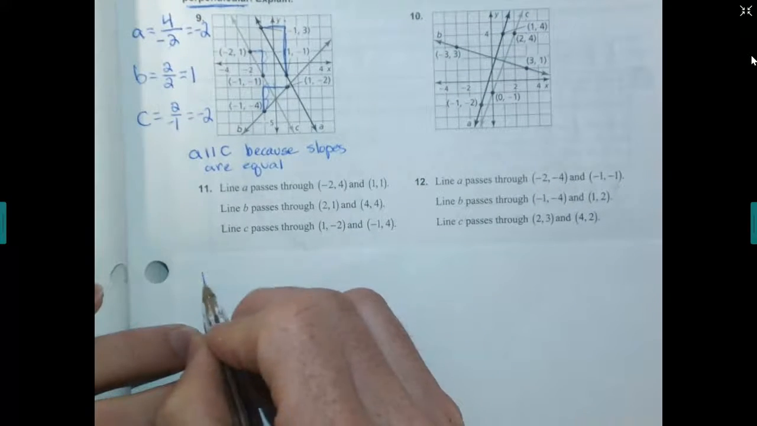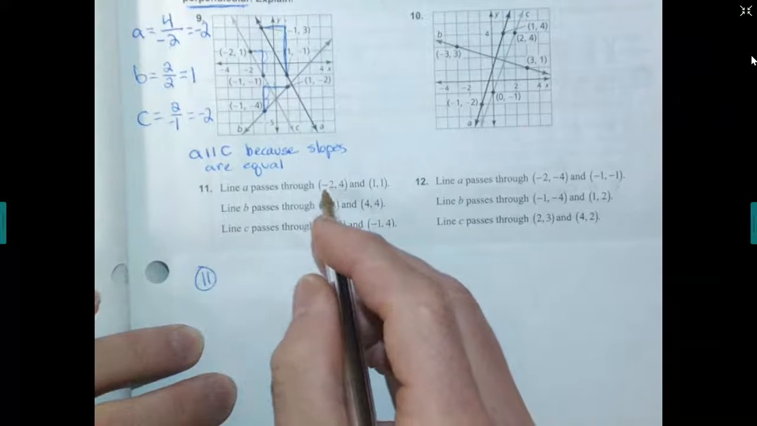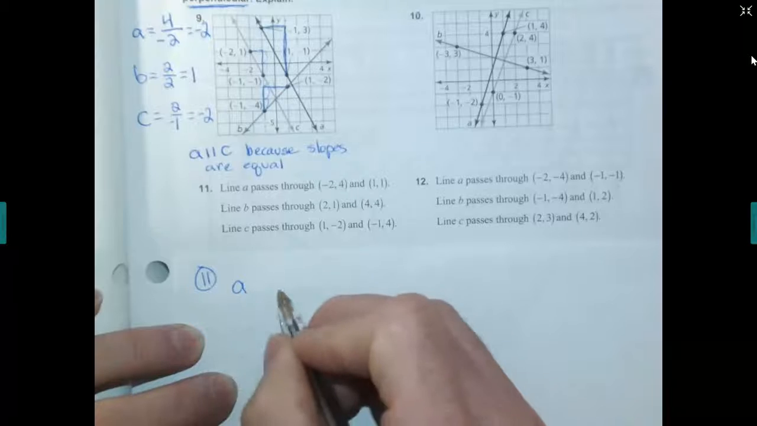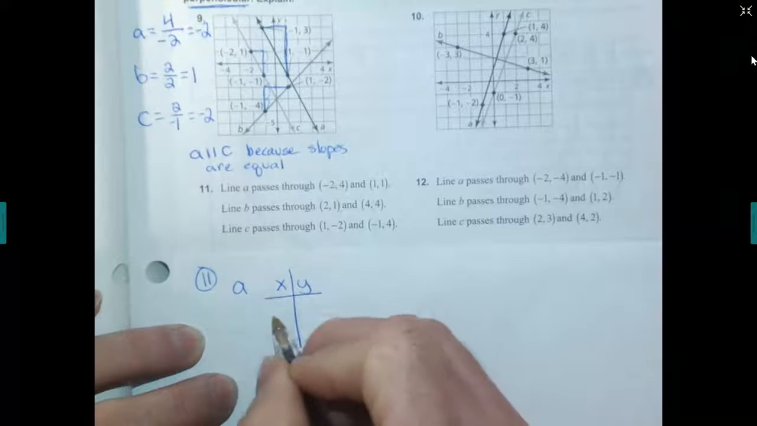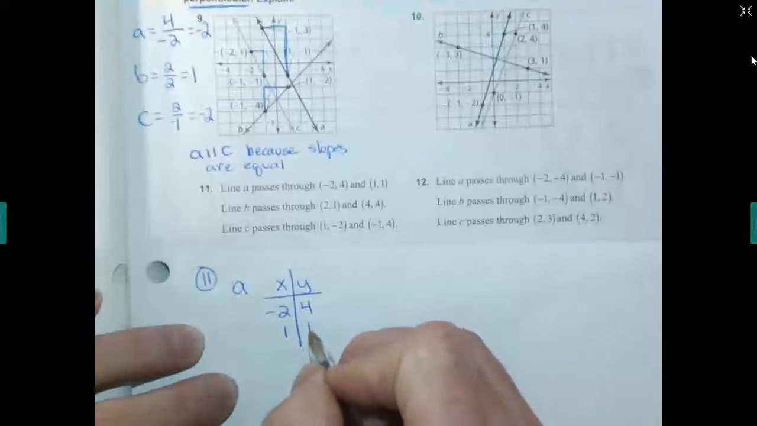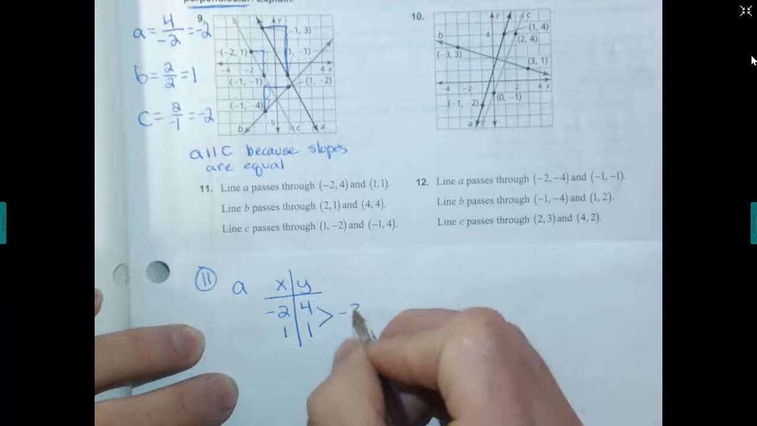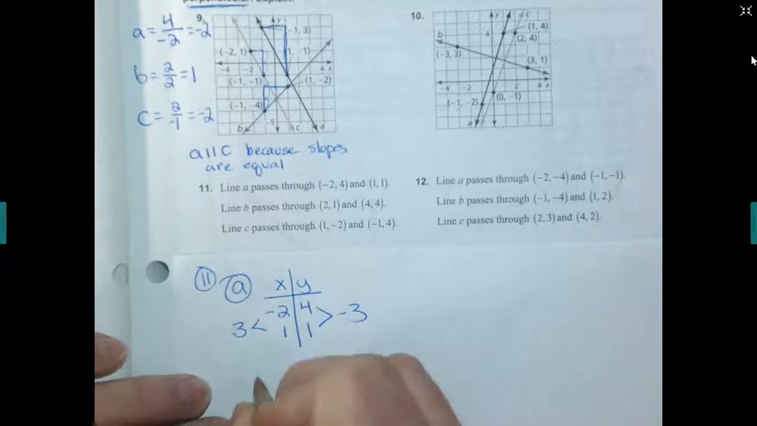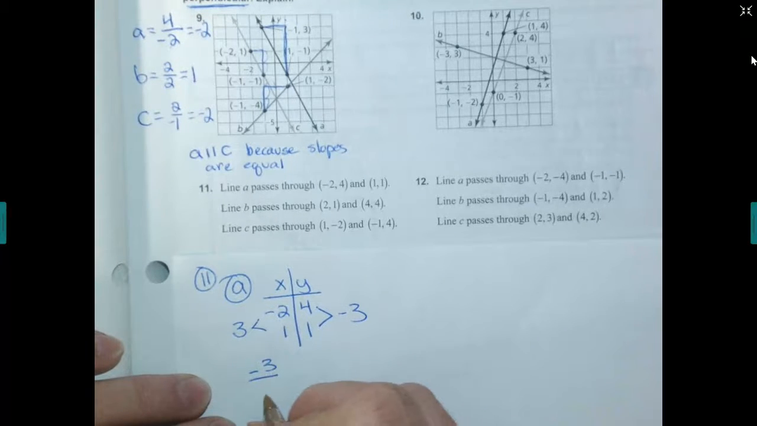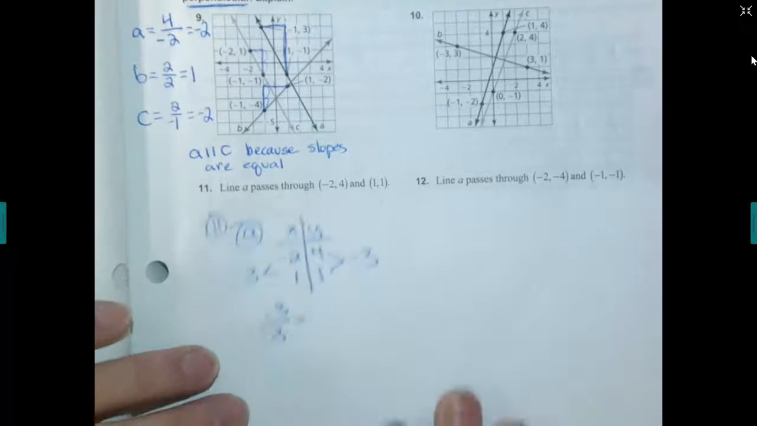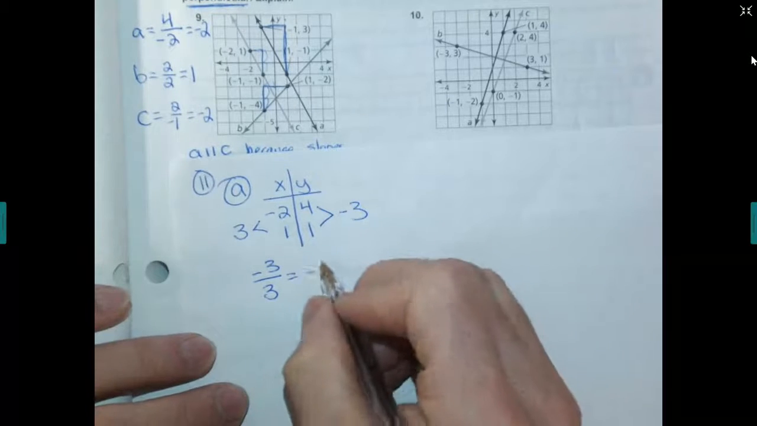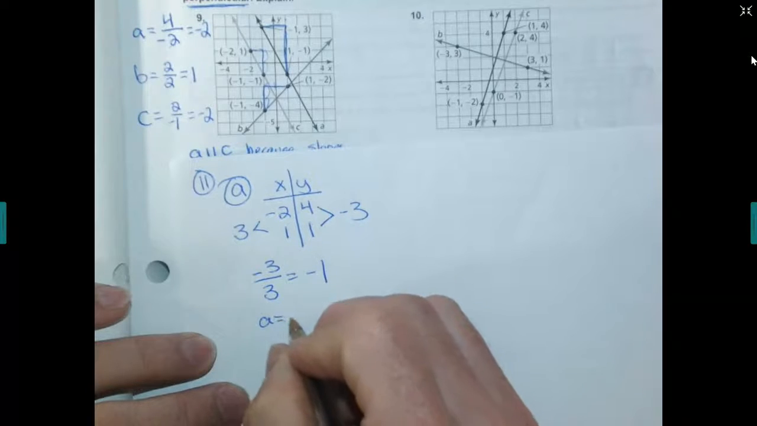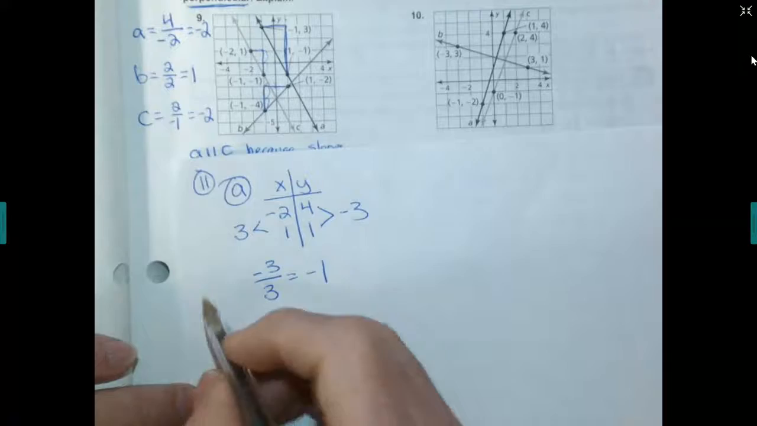So number 11, I have a line that passes through (-2, 4) and (1, 1). So I'm going to do line A, (-2, 4), (1, 1). So this is negative 3. This is positive 3. So I have negative 3 over 3. So I have negative 1. So my slope for A equals negative 1. Maybe I'll set it over here. That's fine.